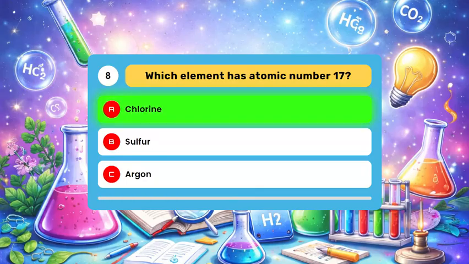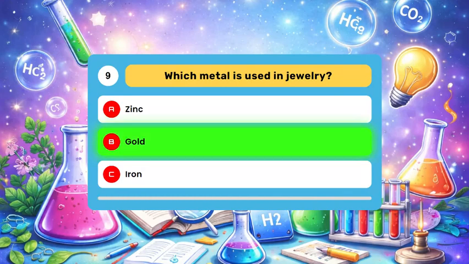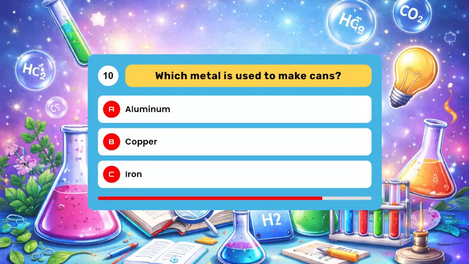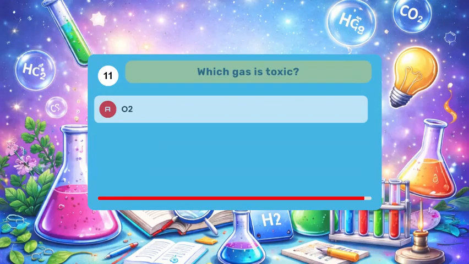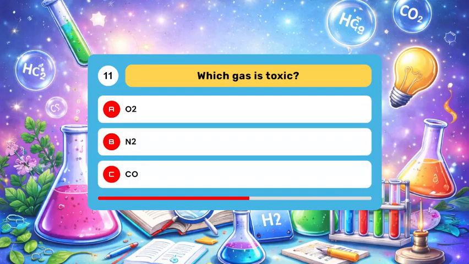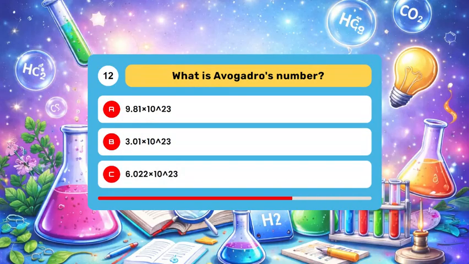Chlorine. Which metal is used in jewelry? Gold. Which metal is used to make cans? Aluminum. Which gas is toxic? CO.